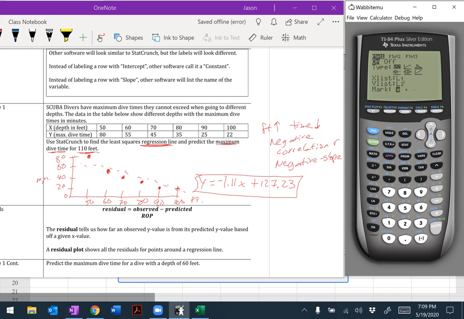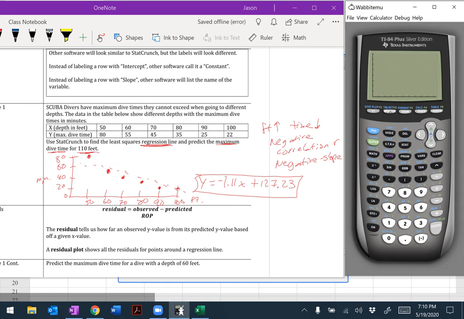I want X to be list 1. That's correct. I want Y to be list 2. That's correct. I want the marks to be these open circles. That's correct. And then I could hit graph, but nothing shows up. It's kind of weird. Why? Because my scale is off. I need to have the correct scale to see my data.